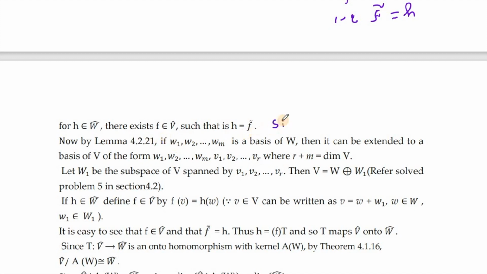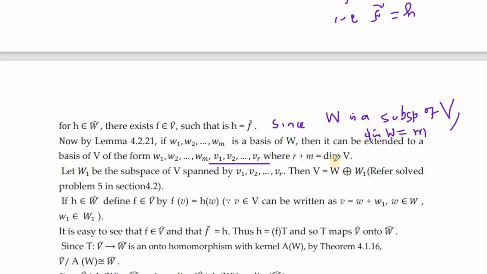Since W is a subspace of V, which is finite dimensional. W is a subspace of V. Even though it is not mentioned, it is understood. Dimension of W is finite. So we shall take it as, say, some m. So we can have w1 etc. wm to be a basis of W. Then it can be extended to a basis of V of the form w1, w2 and so on, v1 etc. vr, where r plus m is equal to dimension of V.